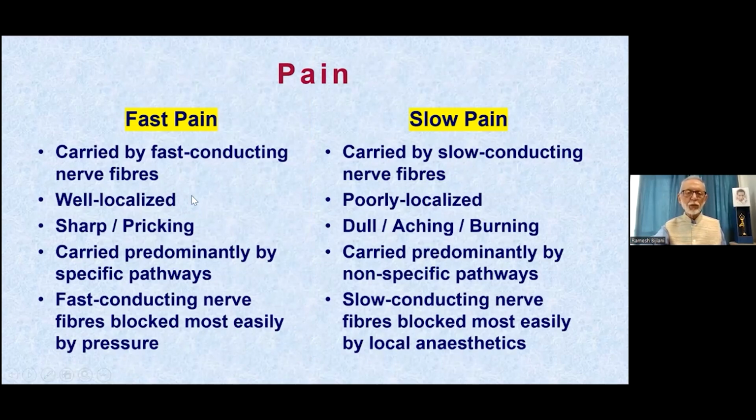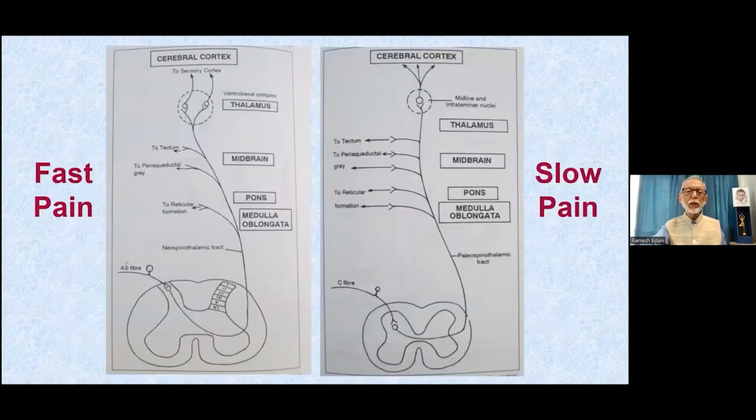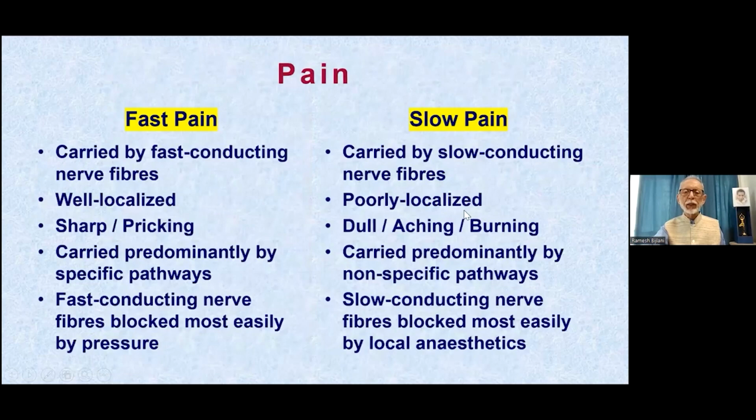Fast pain is well localized because the projection is to the specific area. Much of the projection is to the specific sensory area, which interprets the localization of the stimulus, the primary sensory area. Whereas here, much of the projection is diffuse in nature, and therefore the localization of this pain is poor. We don't know exactly where the pain is, but we just feel that the pain is there. It's not sharply defined. Fast pain is sharp or pricking in character, whereas the slow pain is dull, aching, or burning in character.